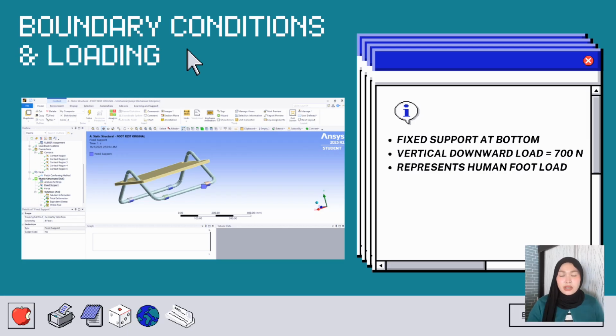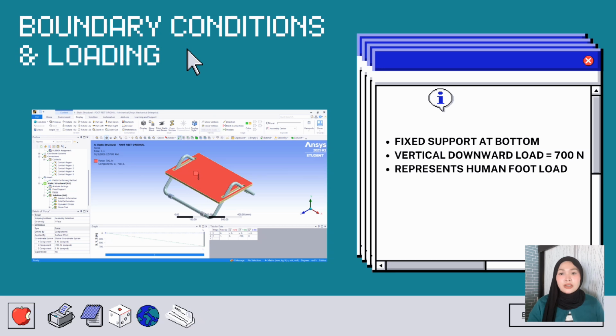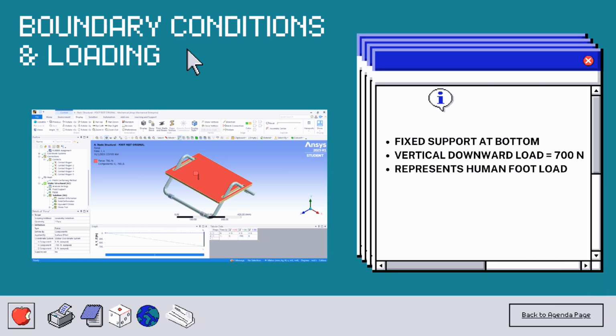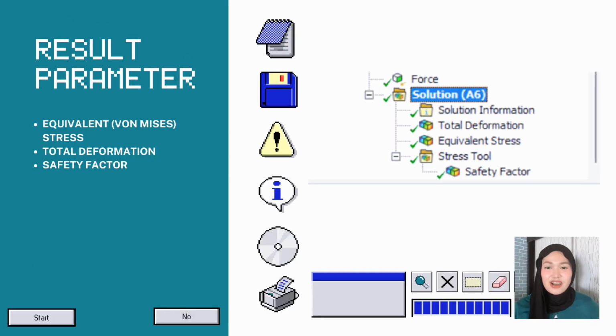Boundary condition and loading. A fixed support was applied at the bottom of the footrest. A vertical downward force of 700 Newton was applied on the top surface. This represents the load of a human foot during usage. Result parameter. 3 main parameters were evaluated: equivalent von Mises stress, total deformation, and safety factor.